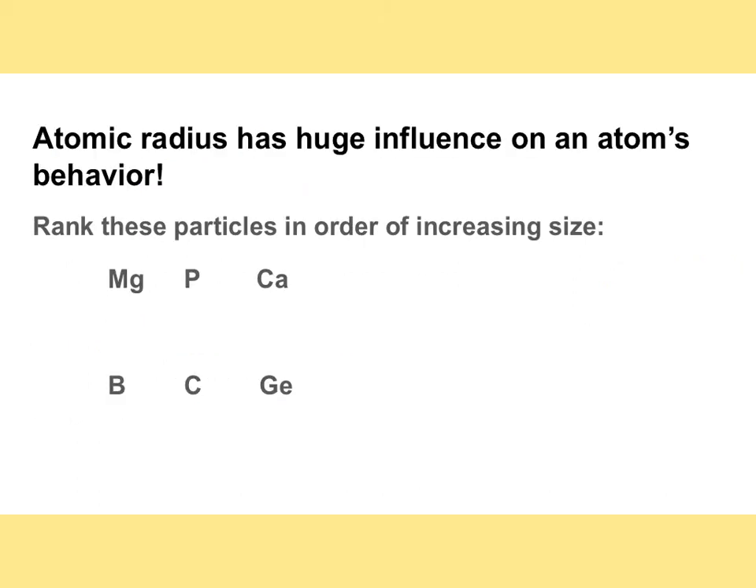So this is a little bit of a review of ranking particles in order of increasing size. So how about you pause the video and get your periodic table up in front of you and see if you can rank this set of 3 and this set of 3 in terms of increasing size. Pause the video, jot that down in your notebook, and then you can restart.